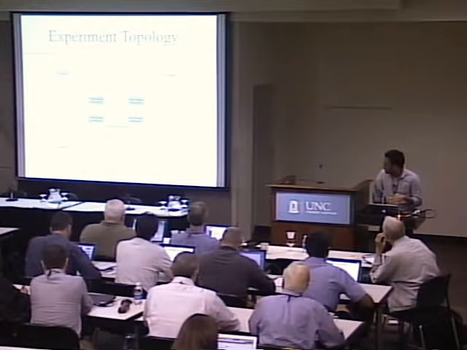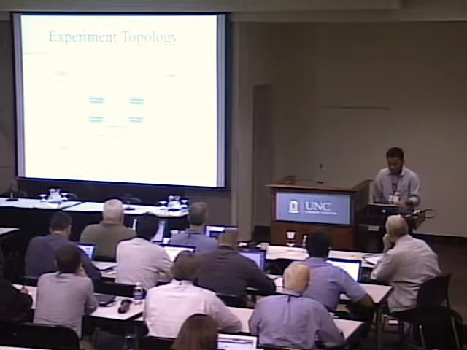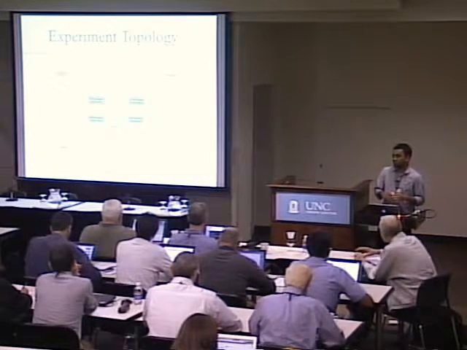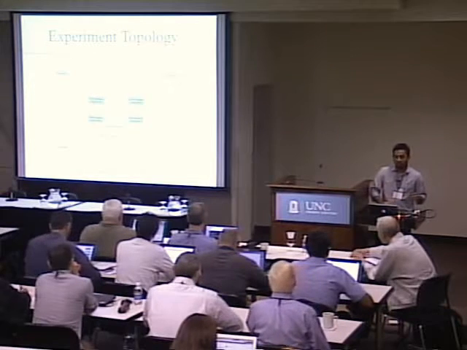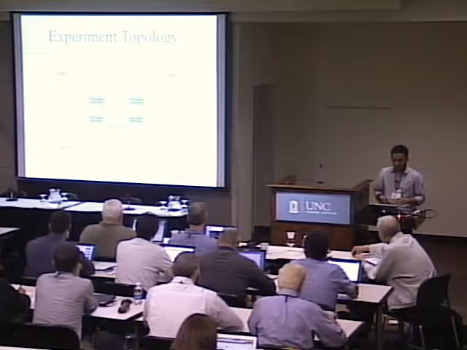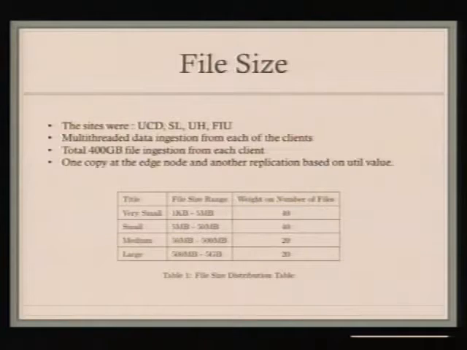So this is the high-level diagram of how resources are set up in a geographically distributed way. These resources were in UCD, one in California, one in Florida, one in Chicago, another one in Texas. So there was a high latency between these storages.